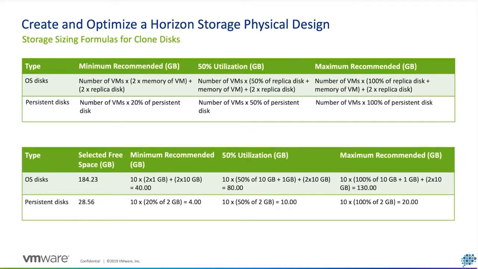How far can we go? How much capacity do we have left? So this formula gives you a rough estimate. And basically the formula is reading out the number of VMs you have, 50% of the replica disk plus the memory of the VM is being added together and then multiplied by the number of VMs, plus 2 times the size of the replica disk when we are projecting 50% utilization of the Delta disk.